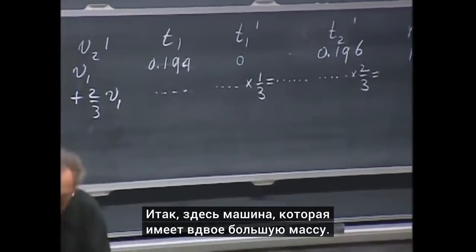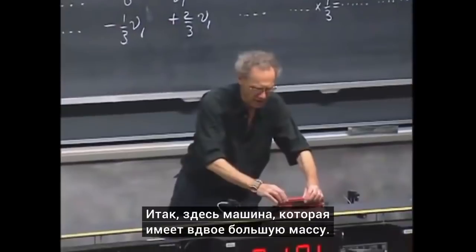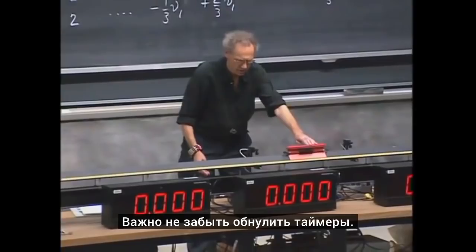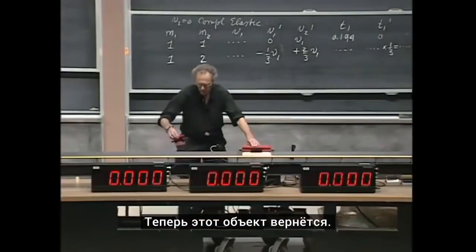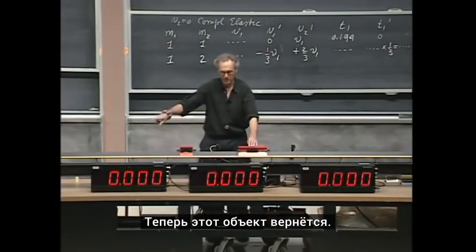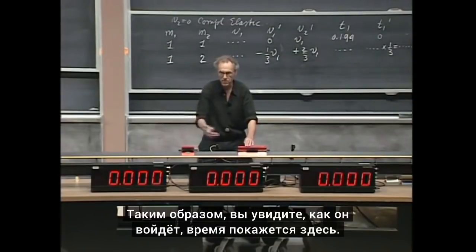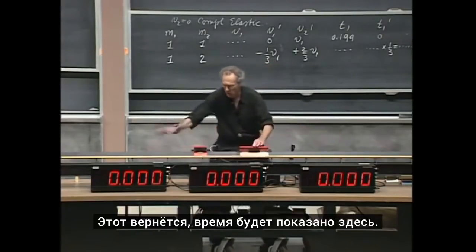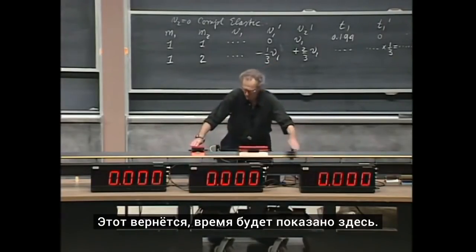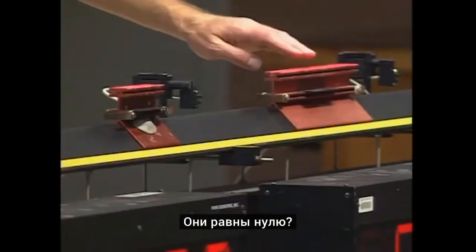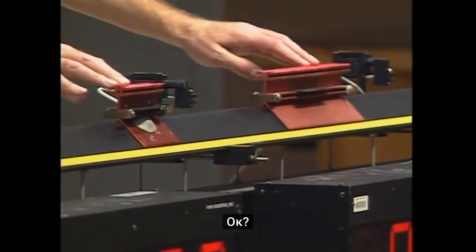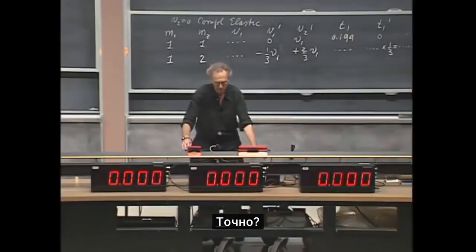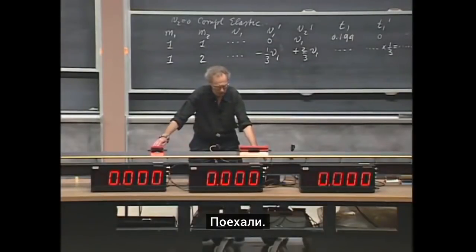So here is the car which has twice the mass. It's important that I zero it. And now this one is going to come back. So you're going to see this one come in, give you the time here. This one goes through here, gives you the time here. This one will come back, gives you the time here. Are they zero? Okay. You ready? Yeah. There we go.